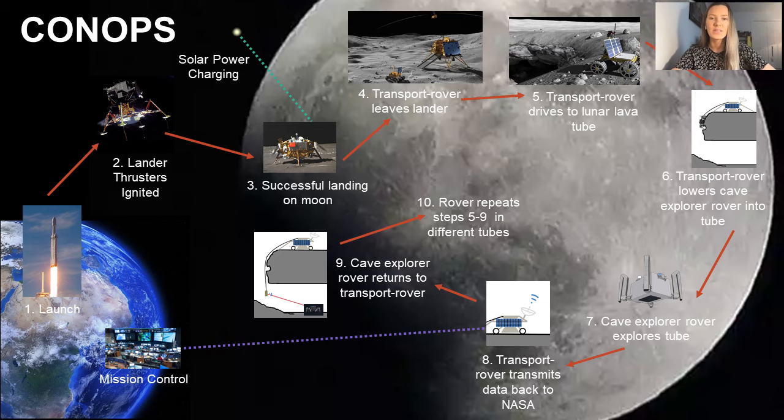Displayed now is the CONOPS for this system. The rover would begin by being launched from Earth's surface. Upon reaching the lunar orbit, the landing thrusters would then be ignited. Following a successful landing on the moon, the rover would then charge using solar power.